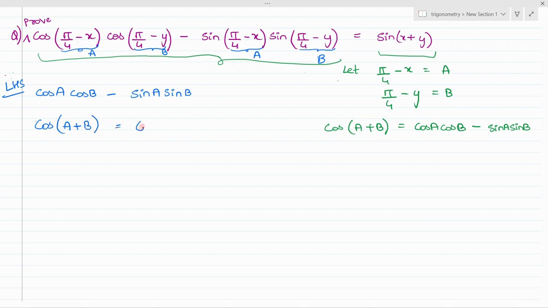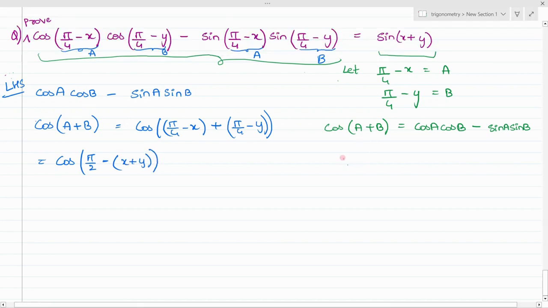So what is A? A is nothing but pi by 4 minus x, plus B. B is nothing but pi by 4 minus y. So just add it. Pi by 4 plus pi by 4 is nothing but pi by 2. Take minus common and the remaining part is x plus y.